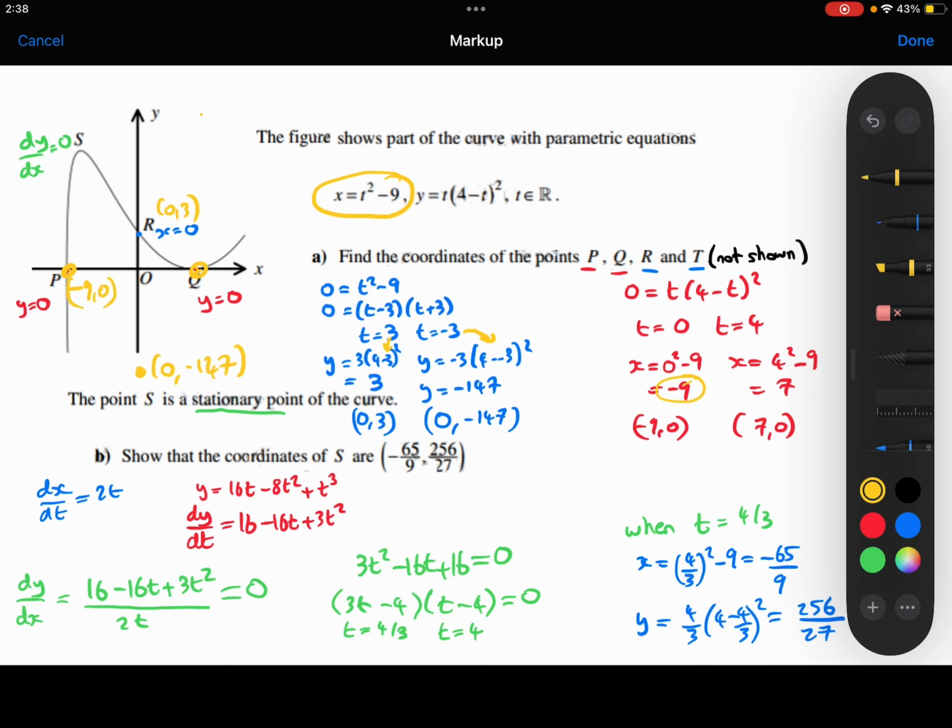Then plugging the 4 in. So 4 squared minus 9 is 7. So that gives the coordinate 7, 0. So that must be the point Q. And that's part A of this question done.